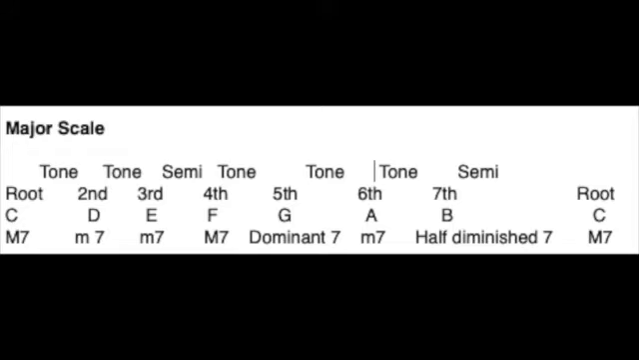The C chord, the 1, has a major 7. It's a lush, jazzy sound. The 2 chord is D minor 7. It's a minor chord with a minor 7 or a flat 7. E minor, the 3 chord, is a minor chord with a minor or flat 7. The 4 chord is F major 7. Its 7 encounters the other half step in the scale, so it's a major 7.